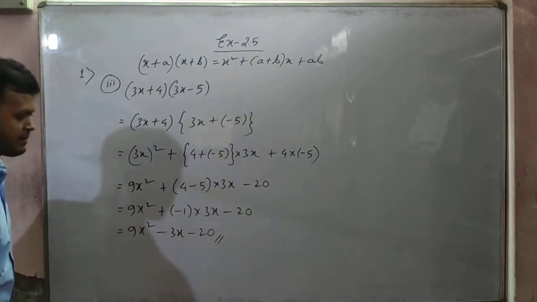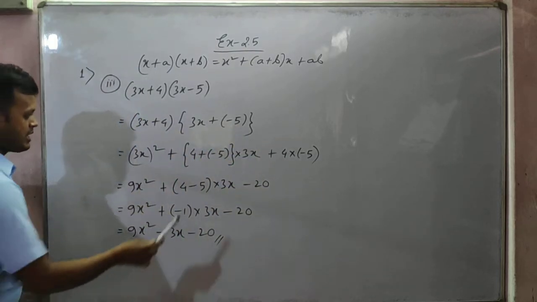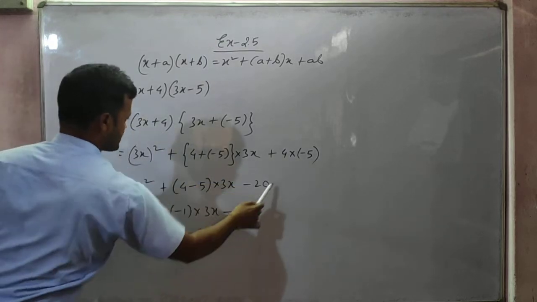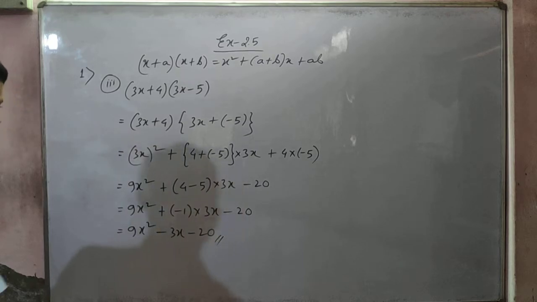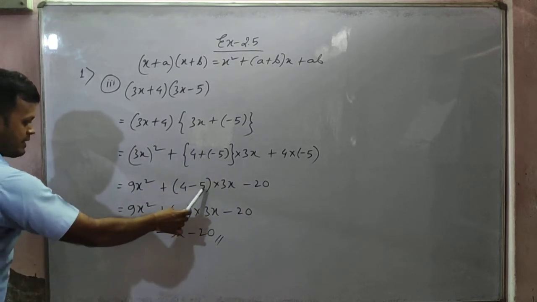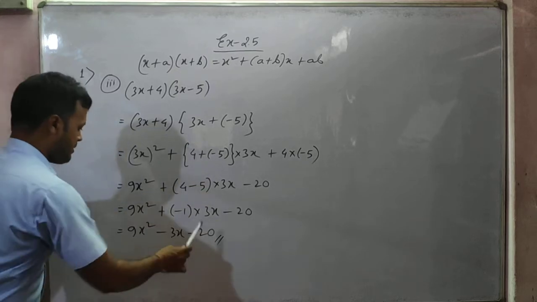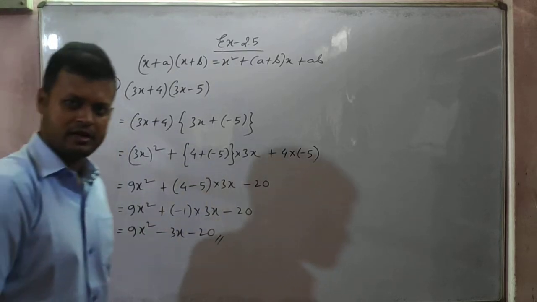So (3x) whole square will become 9x square. 4 minus 5 you write 4 minus 5 into 3x, and 4 into minus 5 will become how much? Minus 20. So 9x square you write, and 4 minus 5 is how much students? Minus 1. Minus 1 into 3x will become minus 3x and minus 20. Is it okay? Understood?